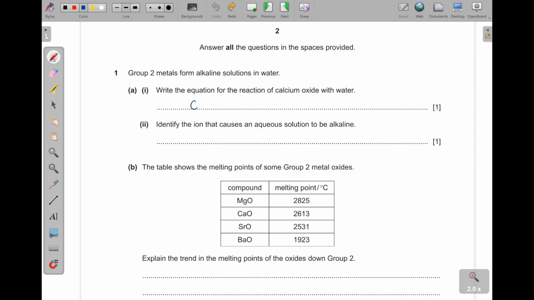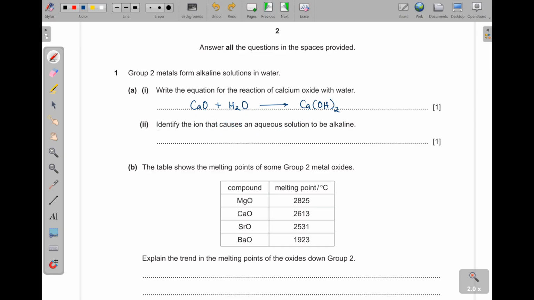Of course, when the oxides of group 2 react with water, we are going to form hydroxides. So here we are going to have calcium hydroxide. So that is the one. Is it balanced? Hydrogens are 2, oxygens are also 2, calcium is 1. So balanced. As simple as that.